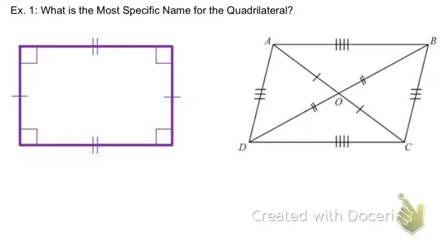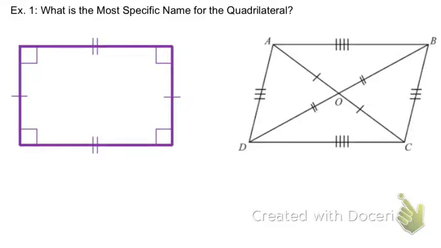This first one is a quadrilateral, a four-sided figure. Raise your hand if you think you know the most specific name for it, and give me some supporting evidence. Let's go with Liam. Liam, why do you believe this is a rectangle? Okay, so it has all 90-degree angles. And what's our definition of a rectangle? A parallelogram with four right angles, four angles that are 90 degrees.